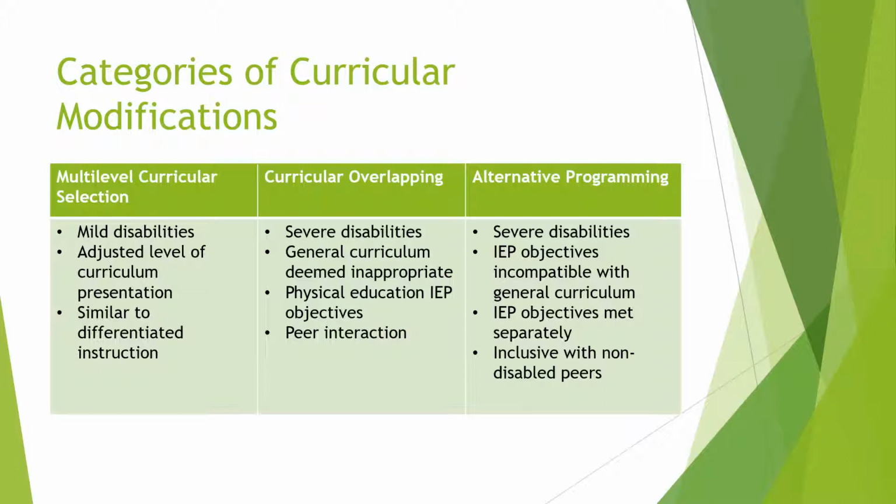Alternative programming is also for more severe disabilities. This is used when the IEP objectives cannot safely or meaningfully be overlapped or embedded within the general curriculum. Here, the student works on their IEP objectives separately. However, ideally, students without disabilities can be rotated into this alternate activity, allowing the child with disabilities to still work with non-disabled peers.